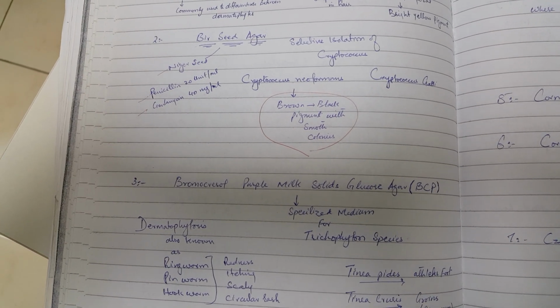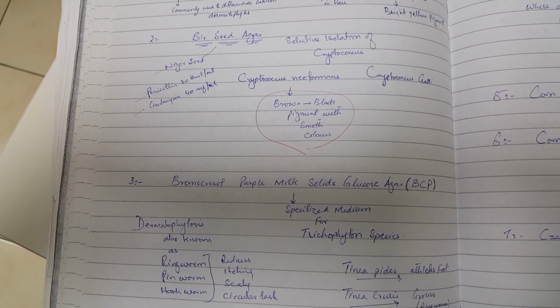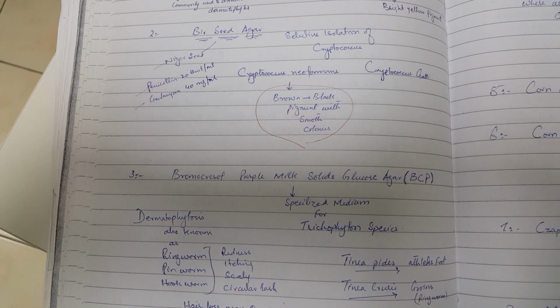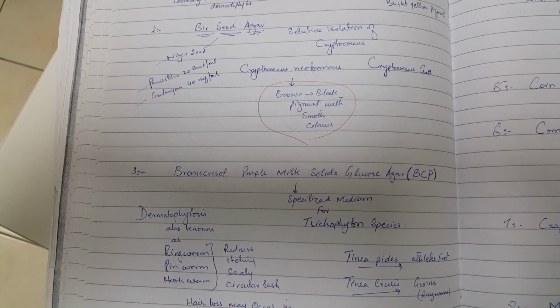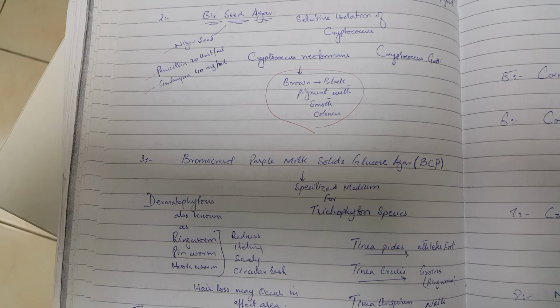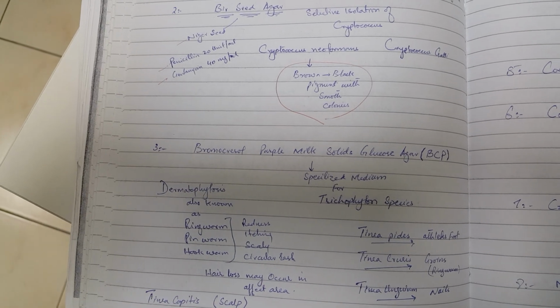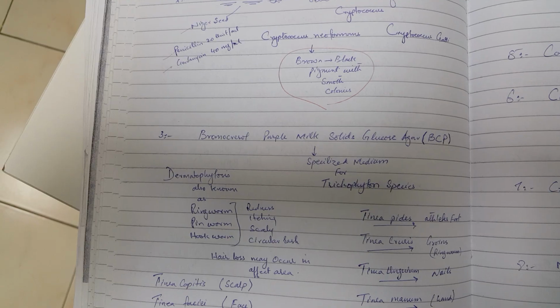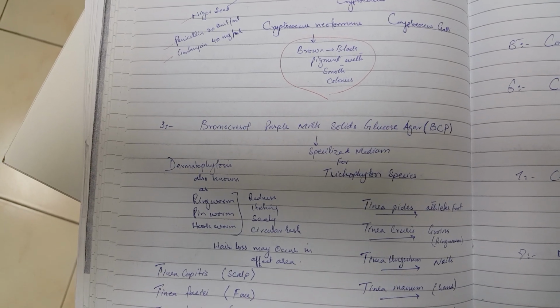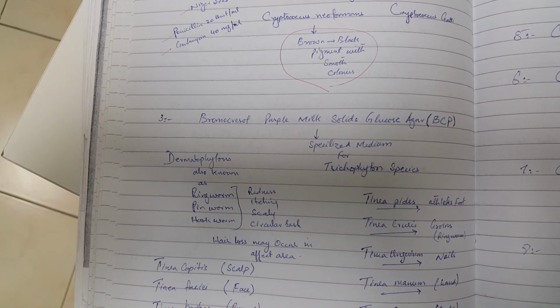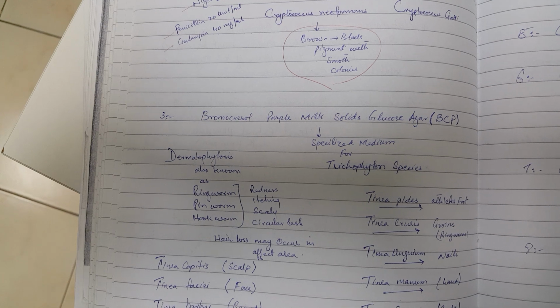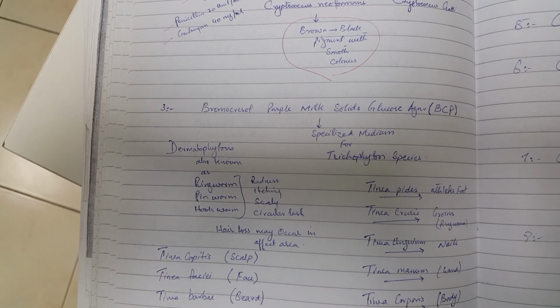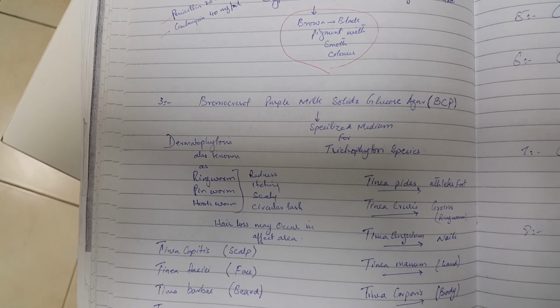Bromocresol purple milk solid glucose agar is a specialized medium for the Trichophyton species. Trichophyton species are known for dermatophytosis, also known as ringworm. Redness, itching, scaly circular rashes and hair loss may occur in the affected area.